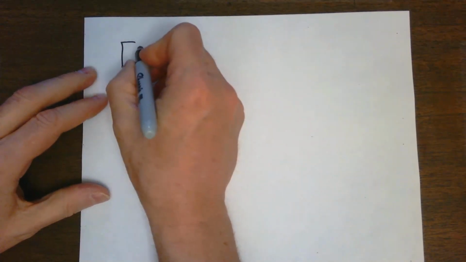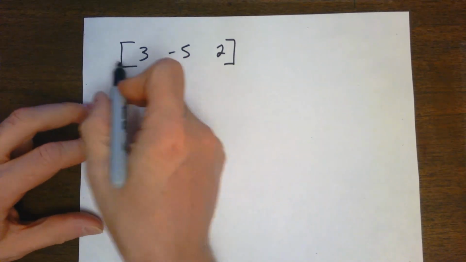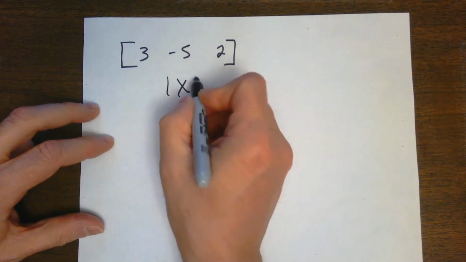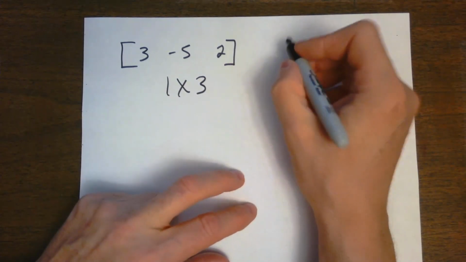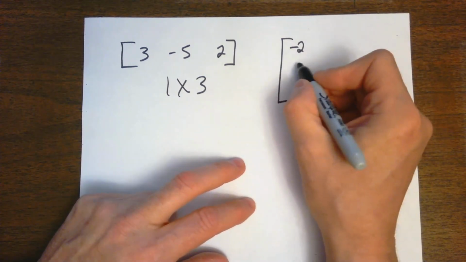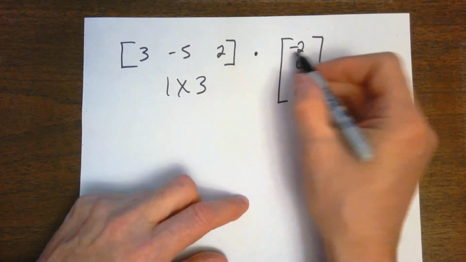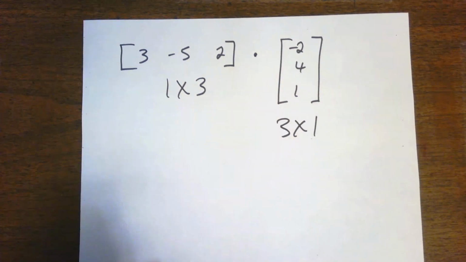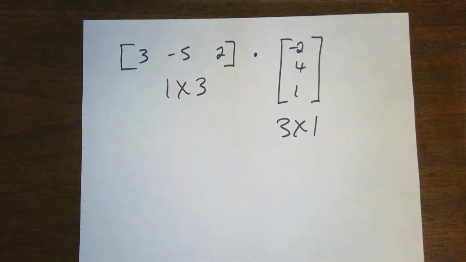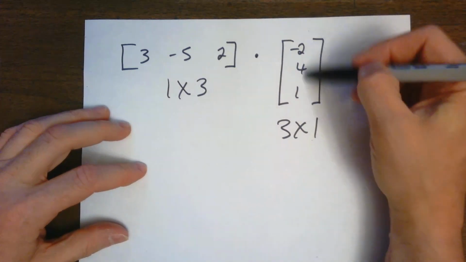All right, so let's take a look at a couple of examples here. In the first one, I'm going to have this matrix, 3, -5, 2. That's a matrix. It's got 1 row and 3 columns. This matrix is a 1 by 3. And then I'm going to take this matrix, which is a 2, a -2, a 4, and a 1, and I'm going to multiply them together. Now this matrix is a 3 by 1. These are often called vector matrices, by the way. A vector matrix either has only 1 row or 1 column.